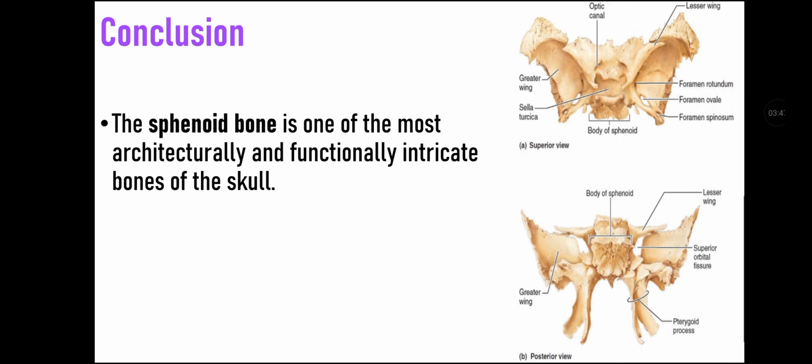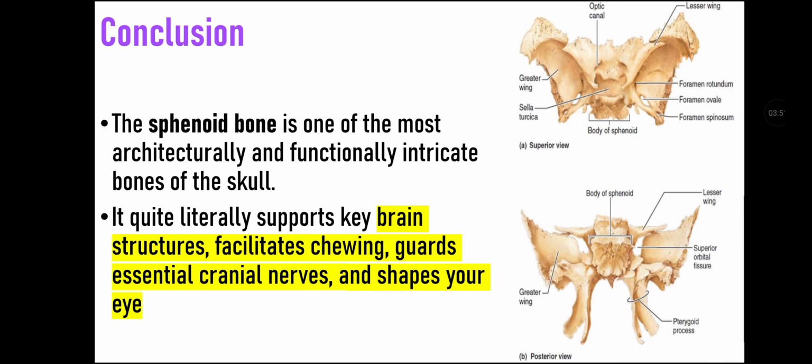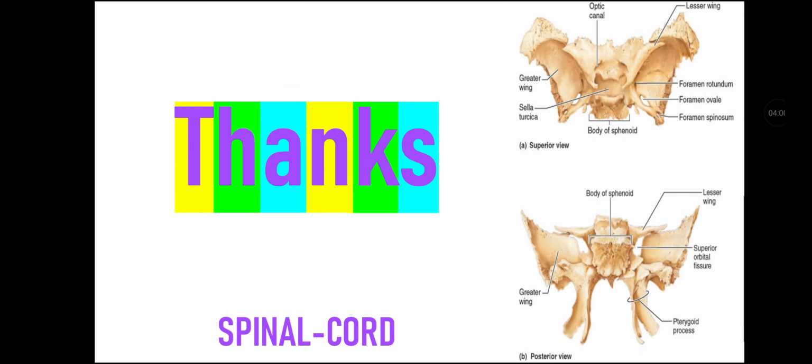Now let's talk about conclusion of this lecture video. Sphenoid bone is one of the most architecturally and functionally intricate bones of skull. It quietly supports key brain structure. It facilitates chewing, guards essential cranial nerves, and shapes your eyes. And this was all about sphenoid bone.